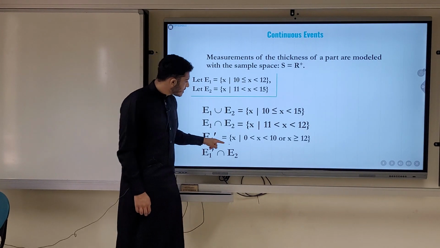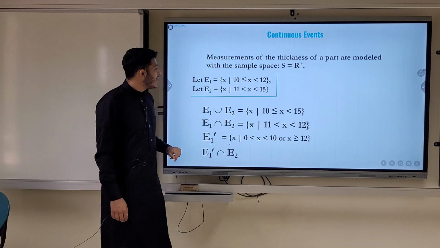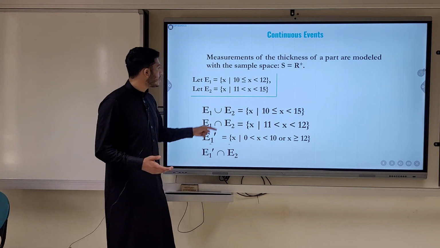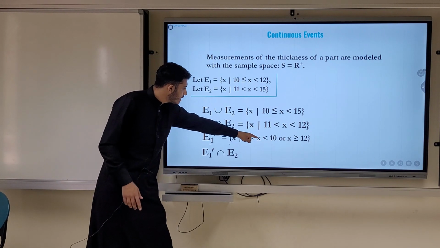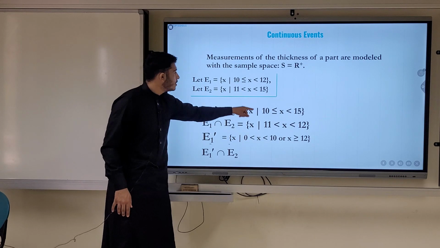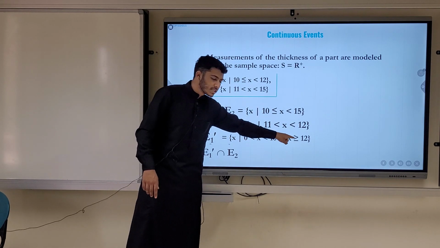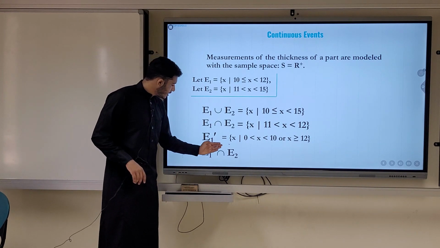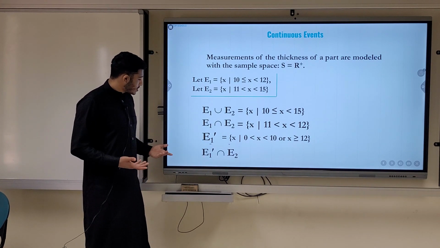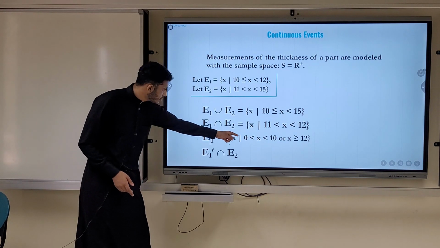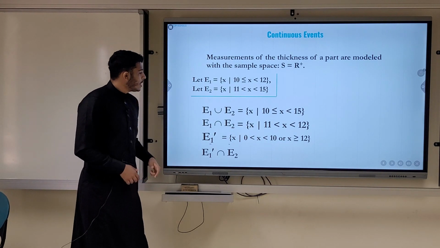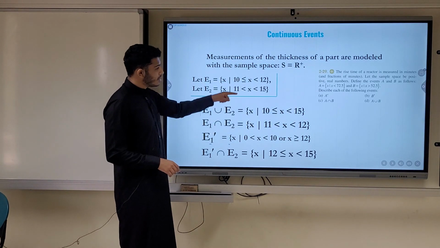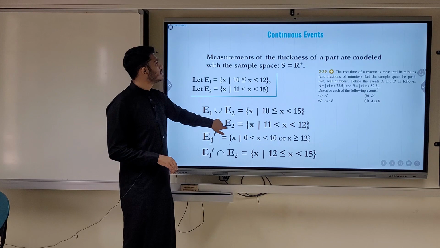The answer would look something like this, but you have to bear in mind that if you're finding the complement of a continuous event and you have an equal here, the equal is not going to be here. And if you don't have an equal here, the equal is going to appear. So keep this in mind. Now, the last one here wants you to find the intersection between the complement of event 1, the one we have just found, and event 2. If you do it, you're going to find it to be this one here. Here is a question in the book if you would like to do more practice.